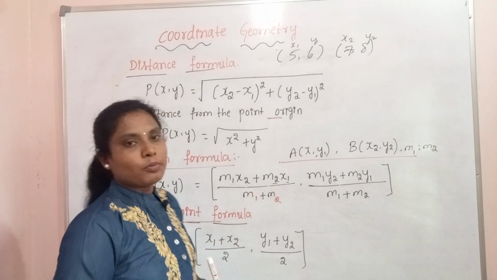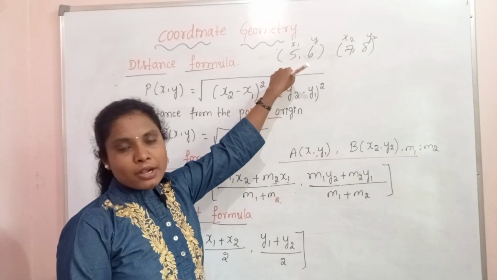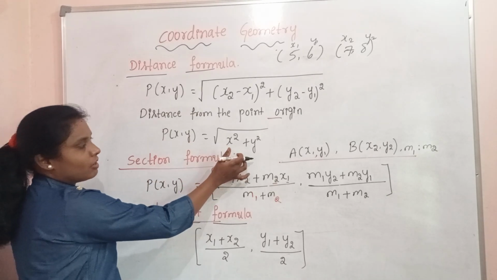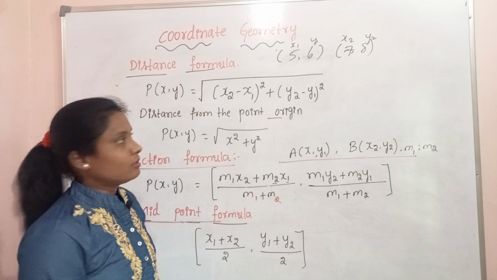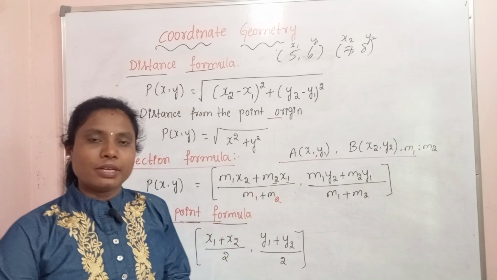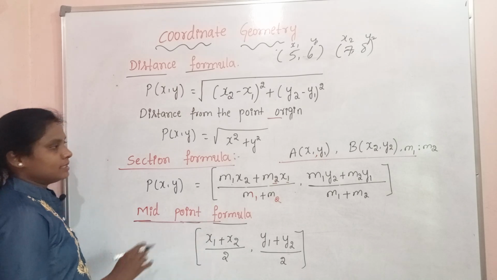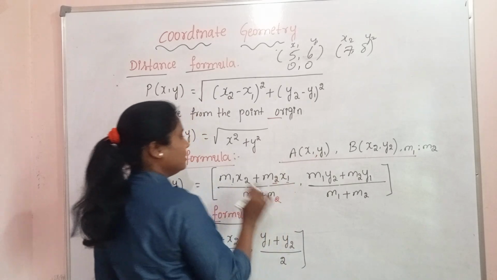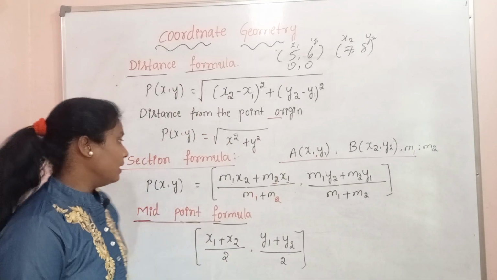Then the distance from the origin. Suppose one of the coordinates is 0 comma 0. That time it will become square root of x square plus y square. There is no difference between x1 and x2 because only one coordinate is there. So the other one, suppose this is 0 comma 0. That time we will get x square plus y square.